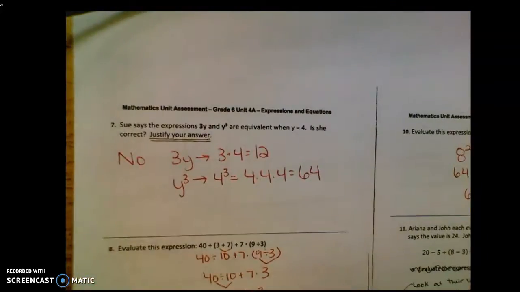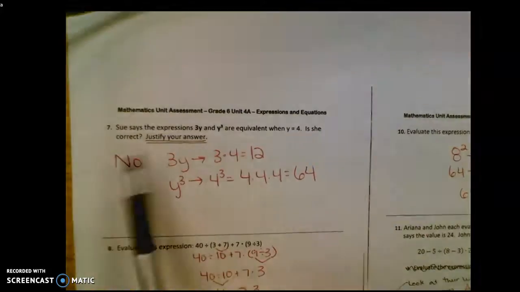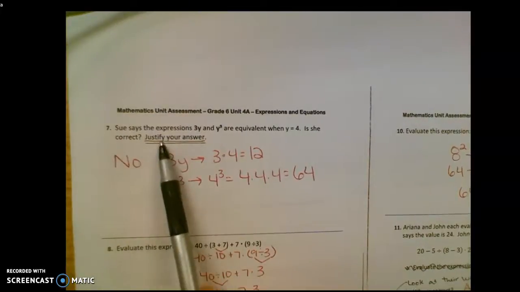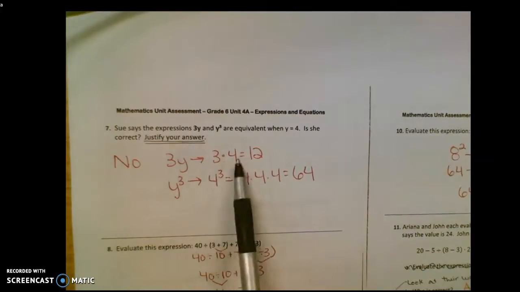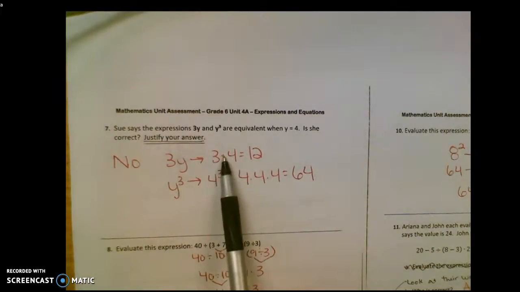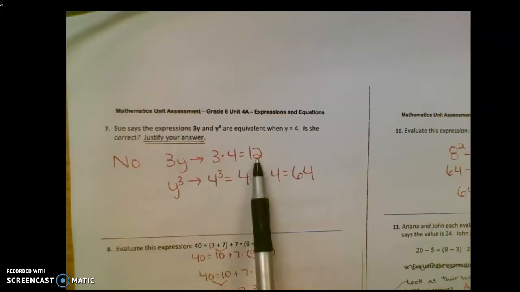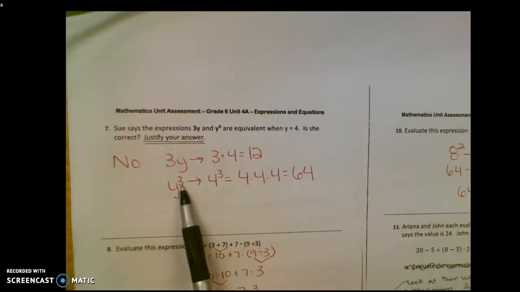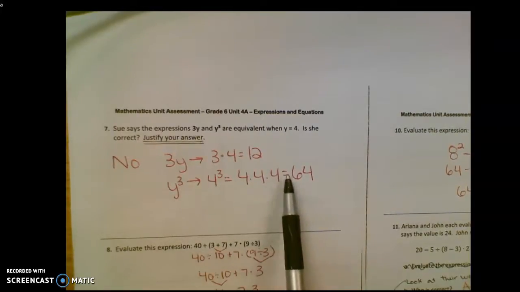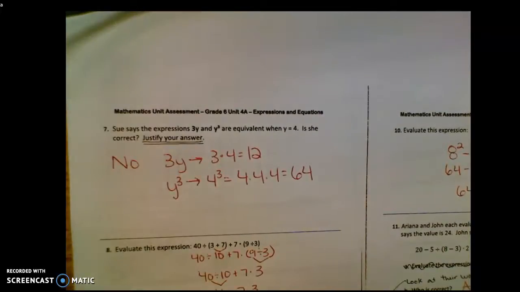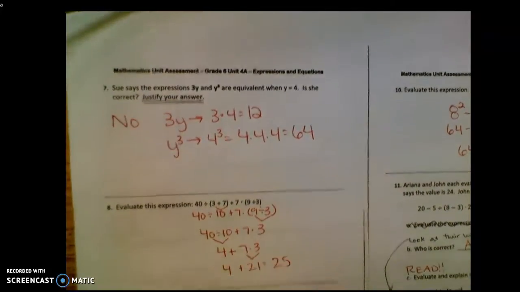On this one, you need to make sure that you answer the question, is she correct? No, and justify your answer. This was worth 2 points. 3y, when we substitute that 4 in, juxtaposition tells us that we're doing 3 times 4, and that value would be 12. Y cubed means 4 cubed, which is 4 times 4 times 4, which is equal to 64. So they are not the same thing.